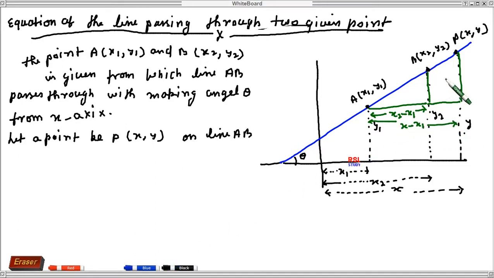And this must be x2 minus x1. Note, this is x1 and this is x. So the distance from this point to this point will be x minus x1. If we subtract this part from this, then we will get this distance, and this distance will be equal to this distance, because this line is parallel and equal to this. Hence this must be x minus x1.